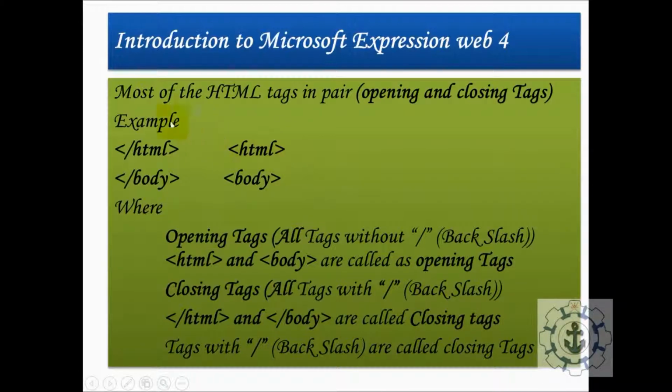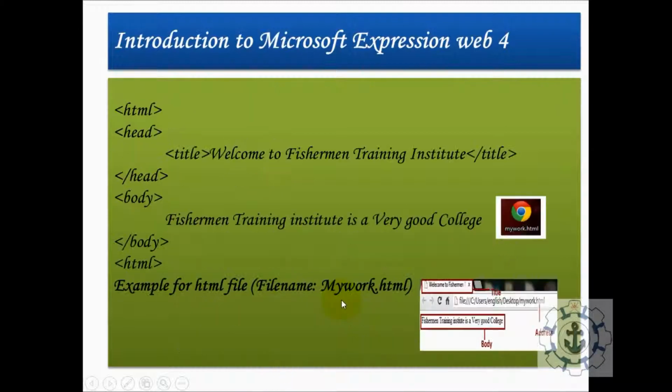Okay. So next point, most of the HTML tags come in pairs. What is a pair? Opening and closing tags. So for example, this is the opening and this is a closing tag, right? All tags without / are called opening tags. See, this tag doesn't have a /, so it is called an opening tag. So in this example, HTML and body are called opening tags. And what are closing tags? All the tags with / are called closing tags. So this is a /. See, this HTML and this body are called closing tags. The tags with / are called closing tags.